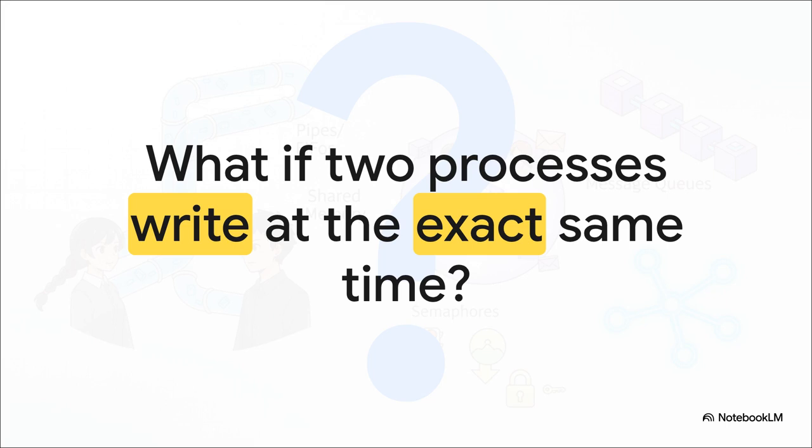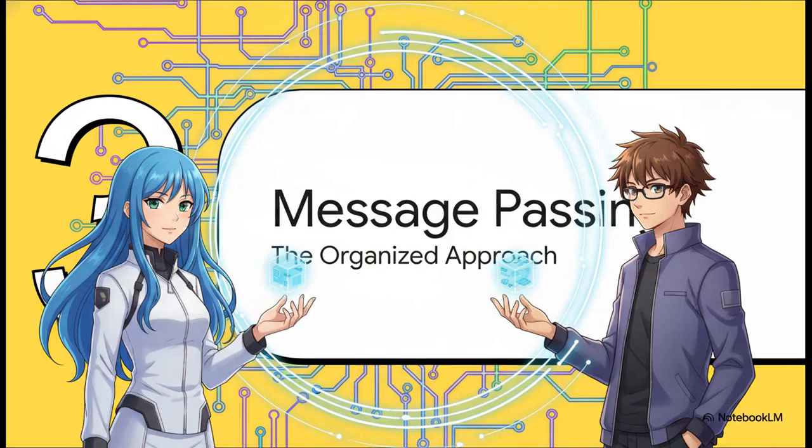What actually happens if 2 people walk up to that whiteboard and try to write in the exact same spot at the exact same time? Well, you'd get an unreadable, jumbled mess, right? The same thing happens here. If 2 processes write to the same memory location simultaneously, your data gets corrupted. Game over.